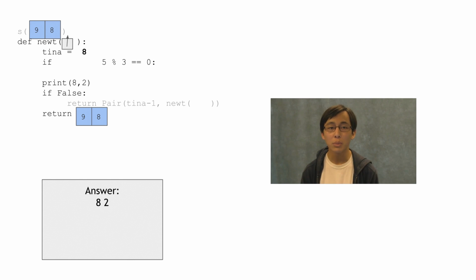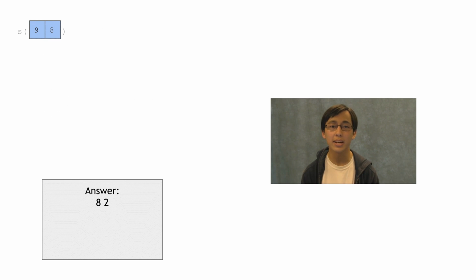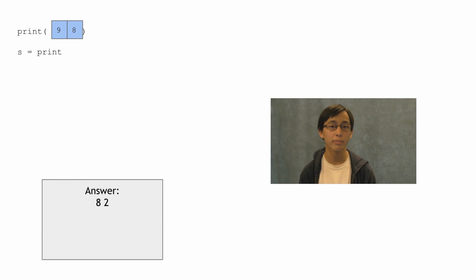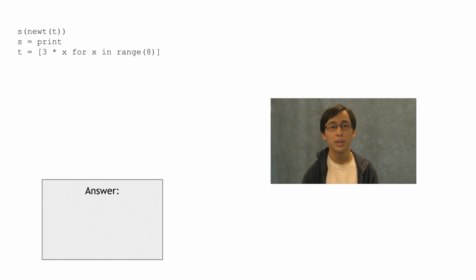We're done with Newt, but not with the problem yet. We still need to S, or print, this pair. As you can see, it isn't well formed, so we show that by writing 9.8, and we're done. On to the final question. Right now, let's just do some easy organization.